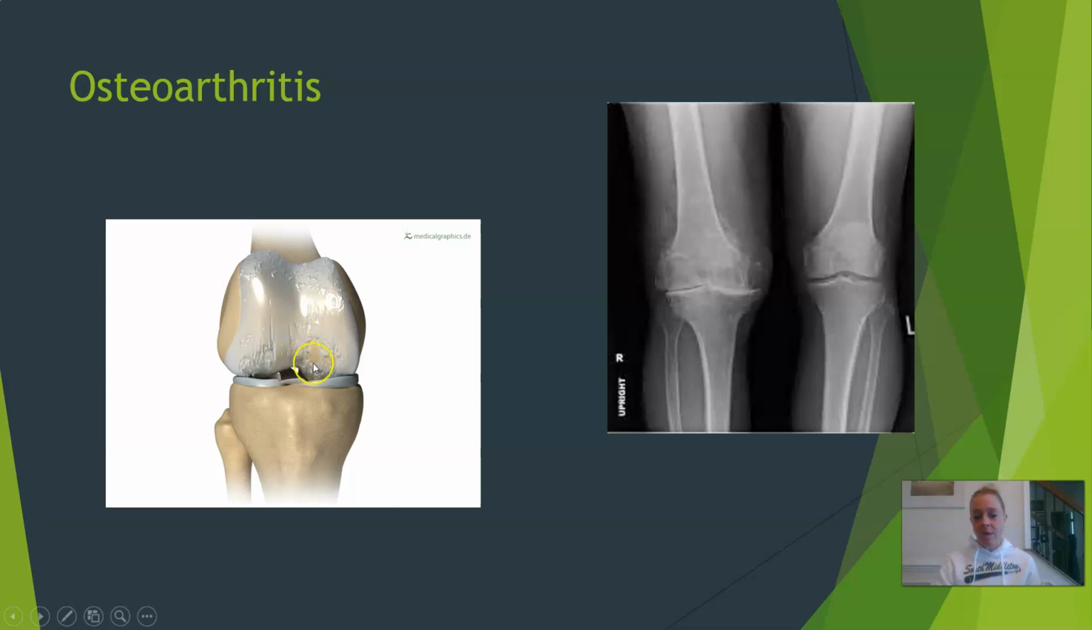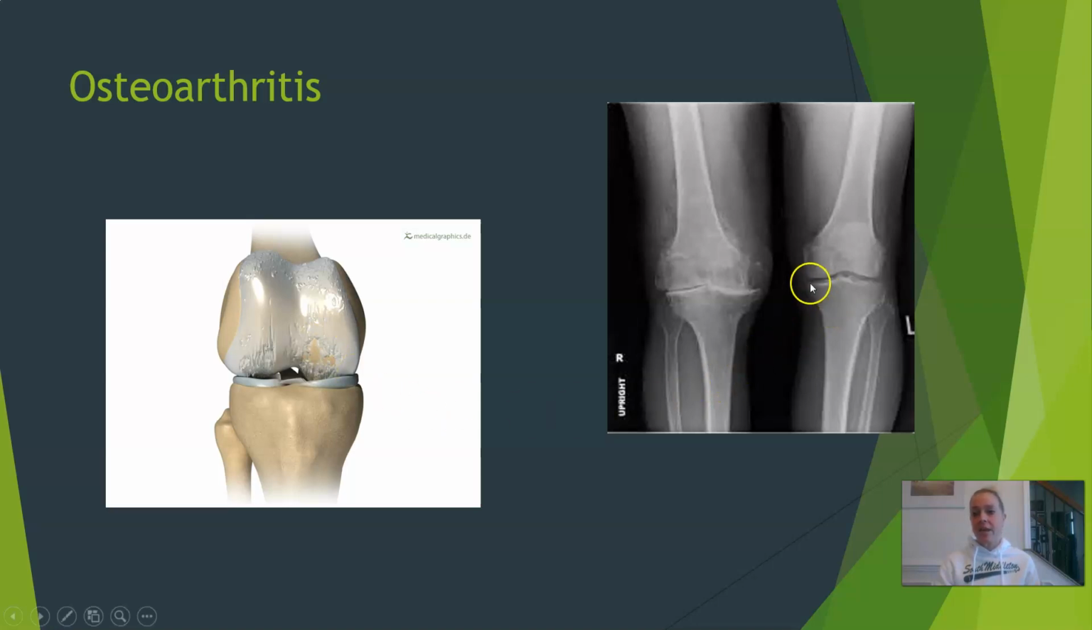Again, the medial femoral condyle does tend to wear away faster than the lateral femoral condyle. It's longer, so it's going to be in more contact with the tibial plateau here. So the medial side of the knee does tend to wear away faster than the lateral side.